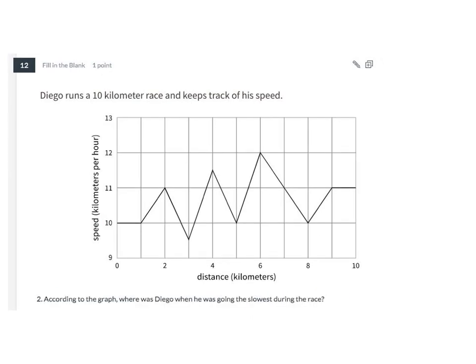All right, number 12. Again, same picture. Diego, he's running a 10-kilometer race. How far is he going? The distance. According to the graph, where was Diego when he was going the slowest during the race? So remember, this is our speed. So the slowest is the lowest, right? So we're looking at that lowest point. Where is that lowest point? Well, that's here. So how far is that? That's going to be 3 kilometers.